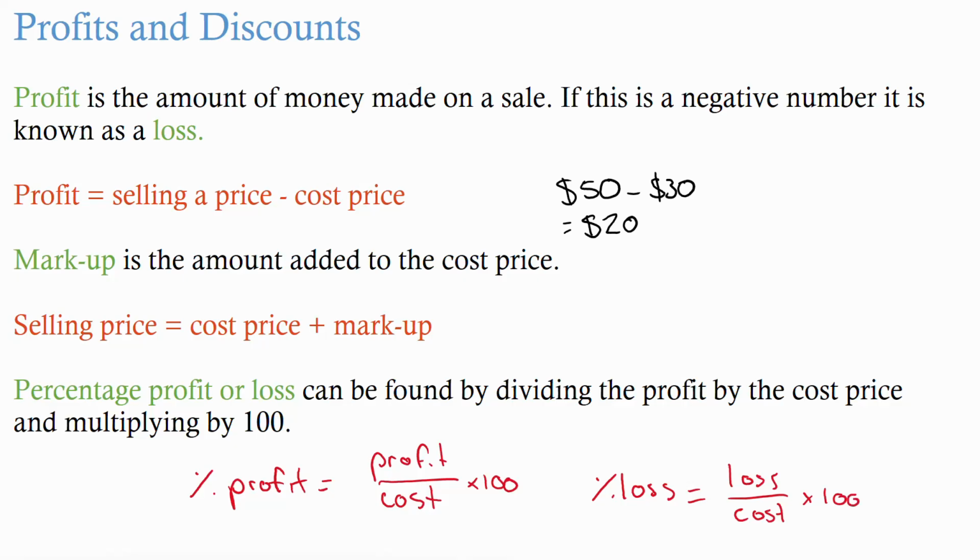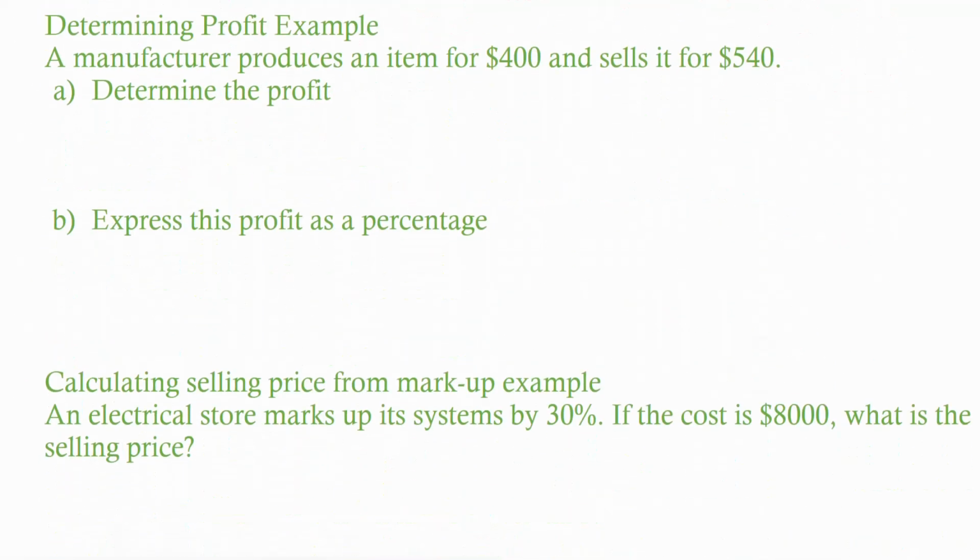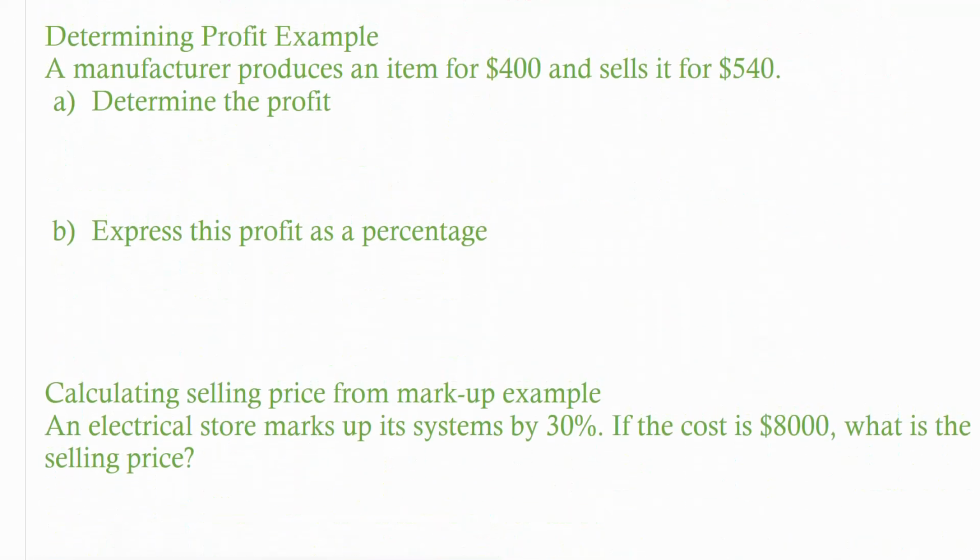Sometimes with these kinds of problems, it's best to do some examples, and I can show you how to answer some of these questions. The first one is determining profit. A manufacturer produces an item for $400 and then sells it for $540. We need to find its profit.